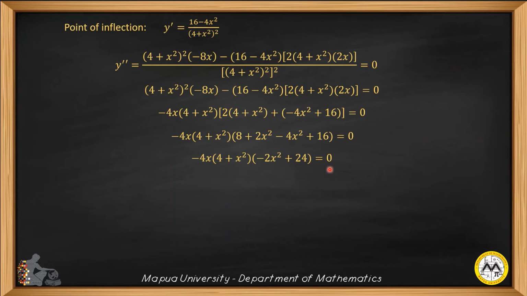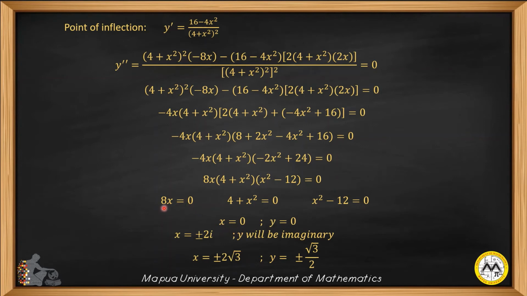So the next thing to do is to determine now values of x for which this product is 0. So we can now further simplify to this form, and this product is 0 when 8x is 0, or the factor 4 plus x squared is 0, or the factor x squared minus 12 is 0, rendering these x values. So 8x is 0 when x is 0, and correspondingly y is 0. So you substitute 0 in place of x in that function of y, and that will give you y equal to 0.